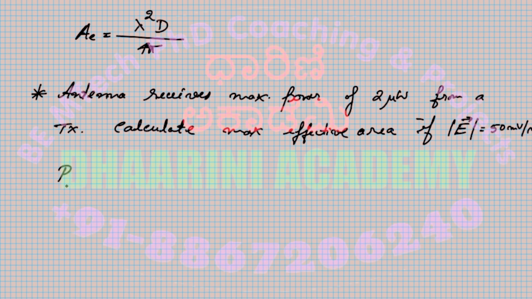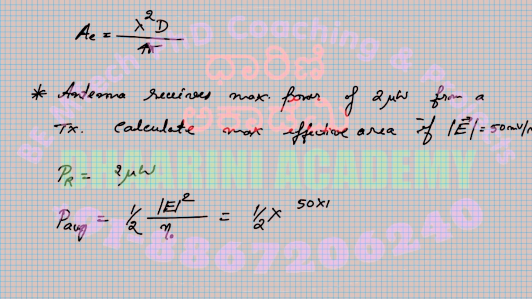Okay, so you see that P received is given, it's a maximum value, so 2 microwatts. I need to convert this into the average power first, because the definition of maximum effective aperture area uses received power by average power, right? So first let us calculate the average power. So what is P average? P average is equal to, this is the equation. Just remember, magnitude of E square divided by eta naught. Eta naught is the standard resistance, 120 pi, if you remember, right? So this is half into 50 into 10 to the minus 3, the whole square divided by 120 pi.